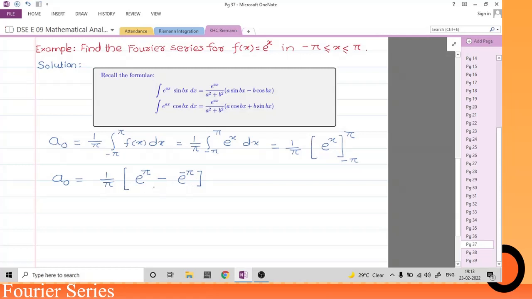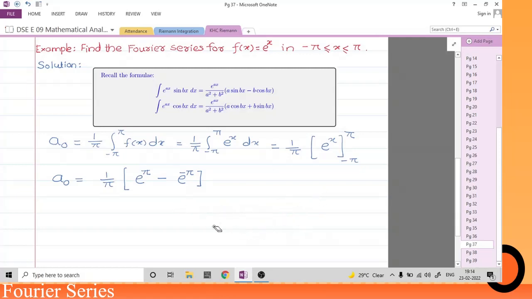Now we also recall the formula e raised to theta minus e raised to minus theta upon 2. This is actually the definition of sine hyperbolic theta. From this I can write e raised to theta minus e raised to minus theta. Let us multiply both sides by 2, this 2 gets cancelled, and here we get 2 times sine hyperbolic theta. So e raised to theta minus e raised to minus theta is equal to twice sine hyperbolic theta.